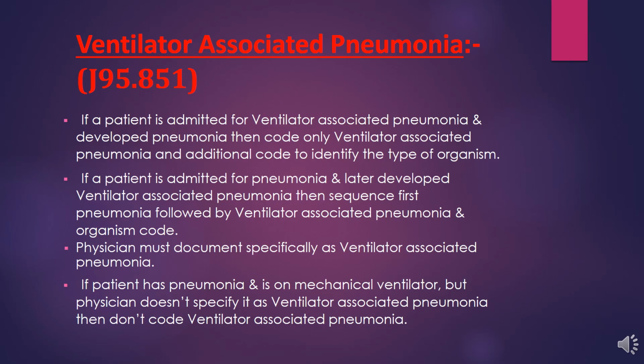If a patient is admitted for ventilator associated pneumonia and developed pneumonia, then code only ventilator associated pneumonia and an additional code to identify the type of organism. If a patient is admitted for pneumonia and later developed ventilator associated pneumonia, then sequence first pneumonia followed by ventilator associated pneumonia and the organism code. Physician must document specifically as ventilator associated pneumonia. If a patient has pneumonia and is on a mechanical ventilator, but the physician doesn't specify it as ventilator associated pneumonia, then don't code ventilator associated pneumonia.